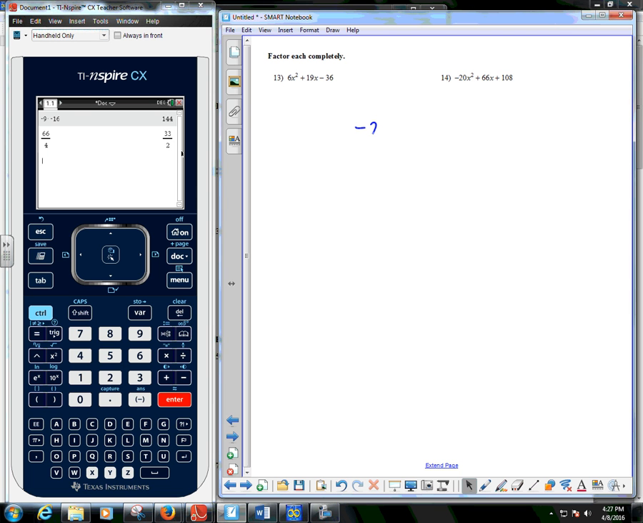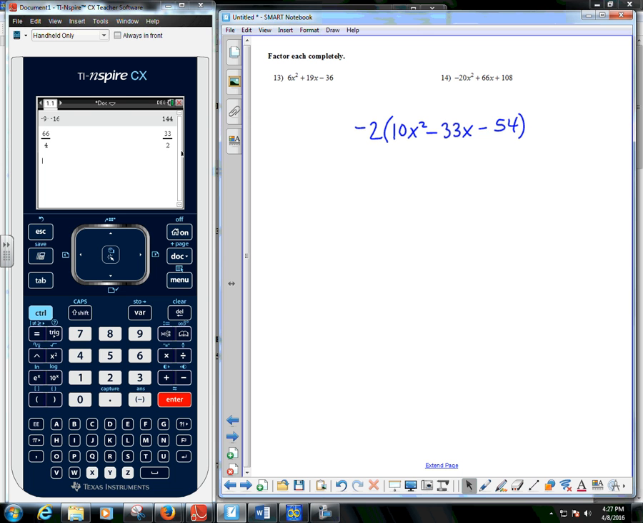So I'm going to say negative 2 times positive 10x squared would give me negative 20x. This becomes negative. Negative 2 times what will give me positive 66x? Well, half of 66 is 33, so it's going to be negative 33x. And then I have to say negative 2 times what will give me positive 108? And that's going to be negative 54.